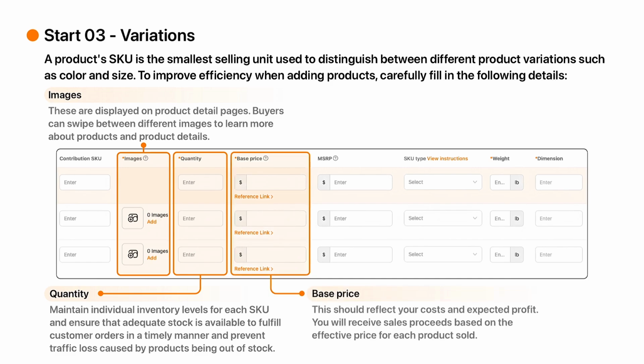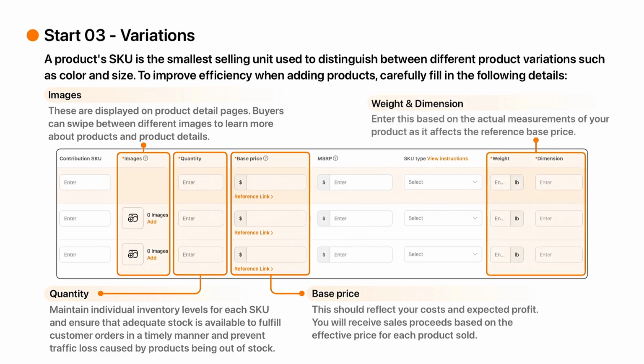Base price. This should reflect your costs and expected profit. You will receive sales proceeds based on the effective price for each product sold. Weight. Enter this based on the actual measurements of your product as it affects the reference base price.